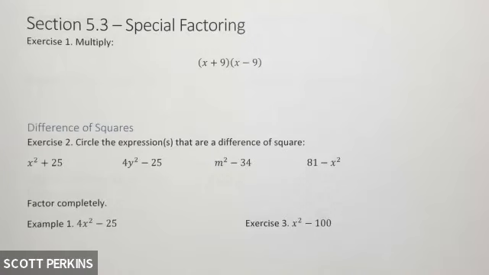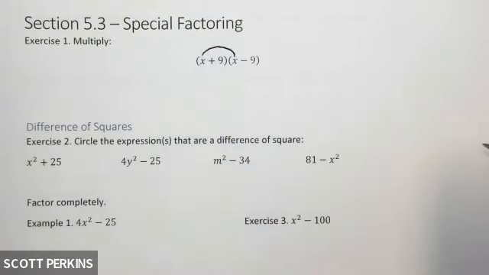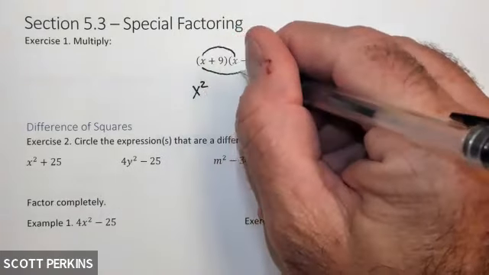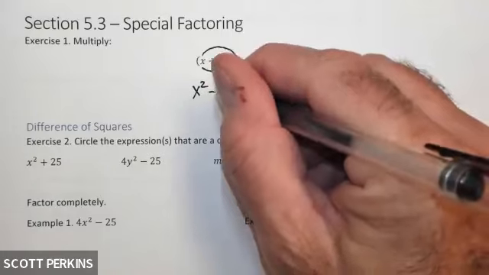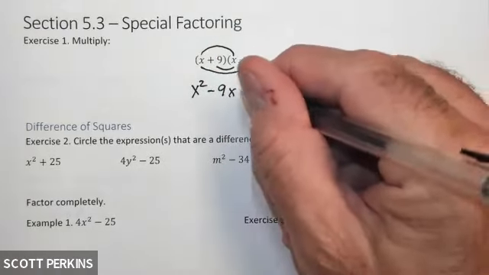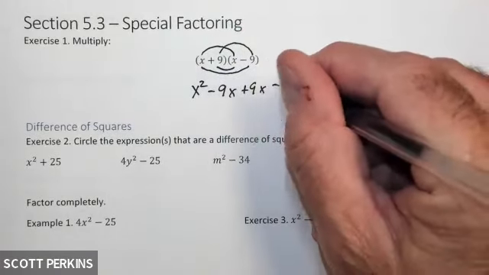All right, so we're going to do firsts, outers, inners, lasts to this like we did. This is how we started out the last section. So here we go. My firsts, my x times my x is going to give me x squared. My outers, my x times my -9 is -9x. My inners, my 9 times my x is plus 9x. And last but not least, the 9 times the -9 is -81.